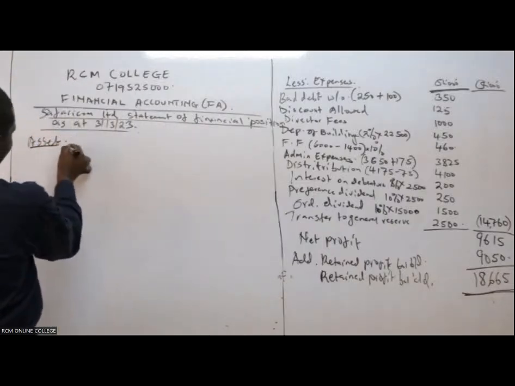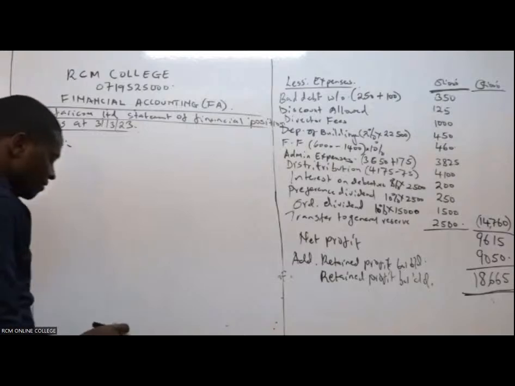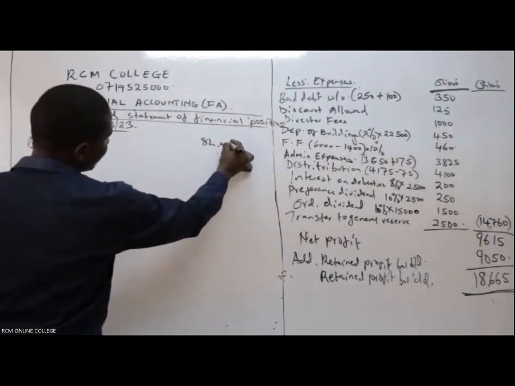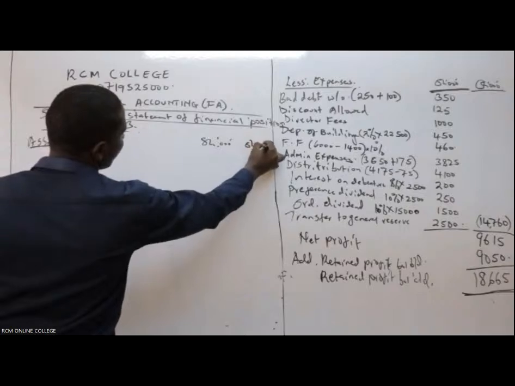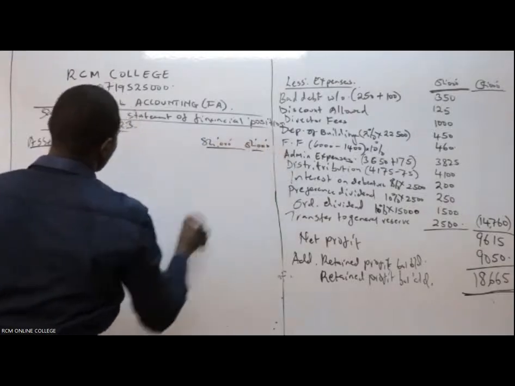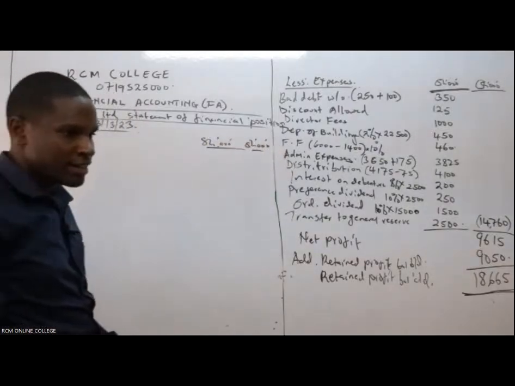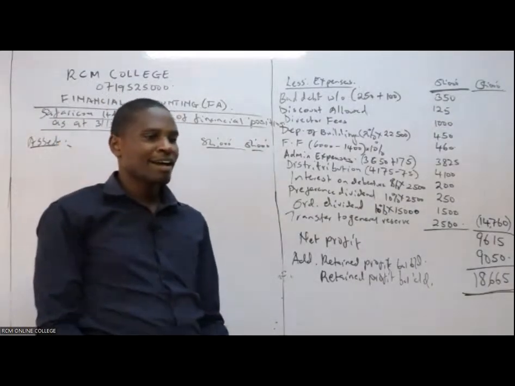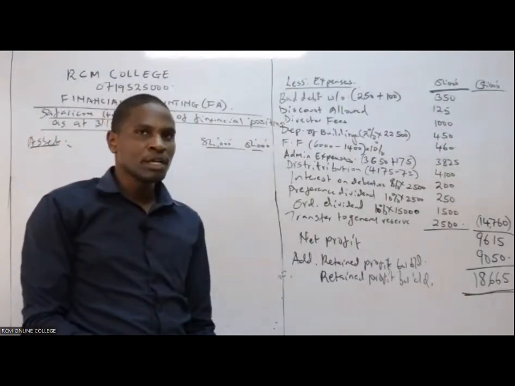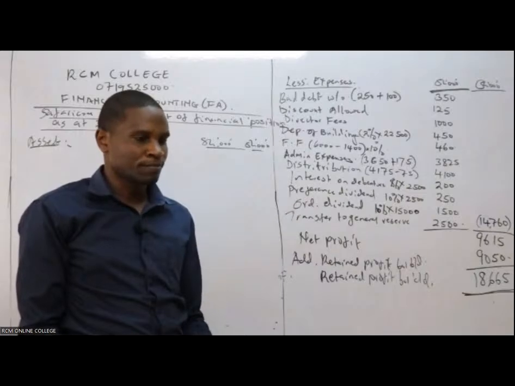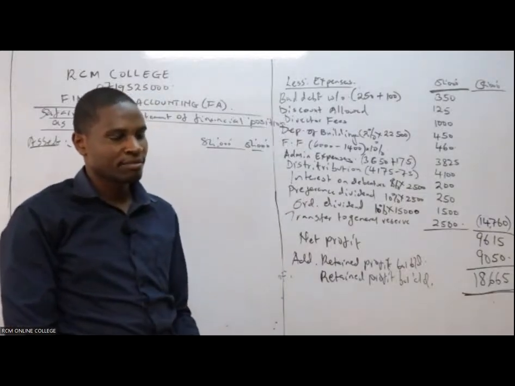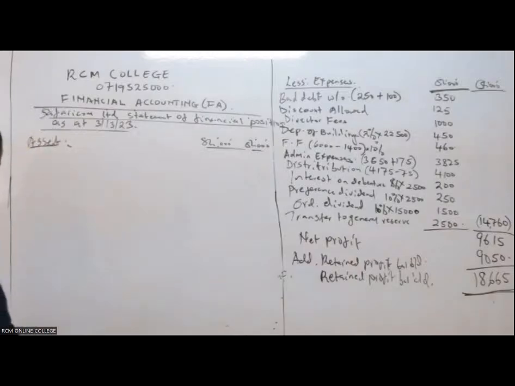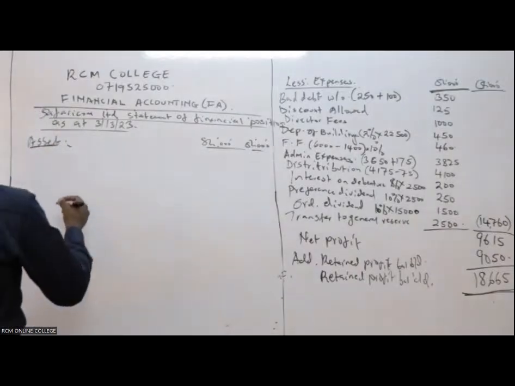If you are good enough, you can give me the non-current assets that we have. Can you mention some of the non-current assets there? If I look at my question very well, I had been given building, then furniture and fitting. And then I have investment at fair value.